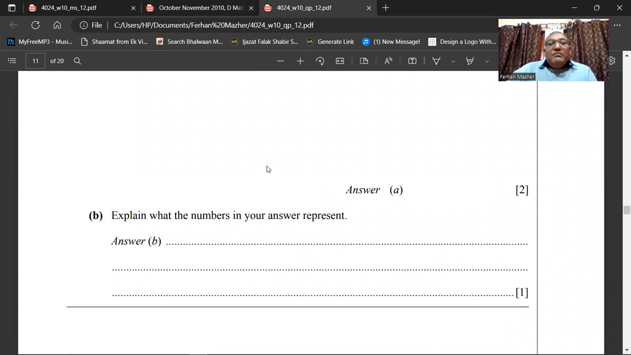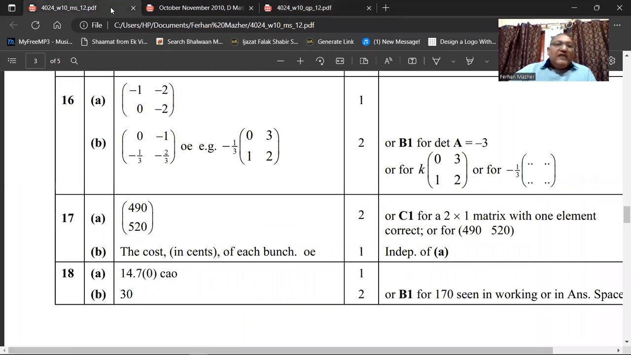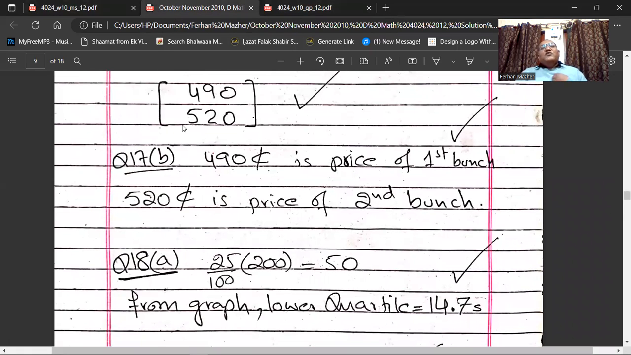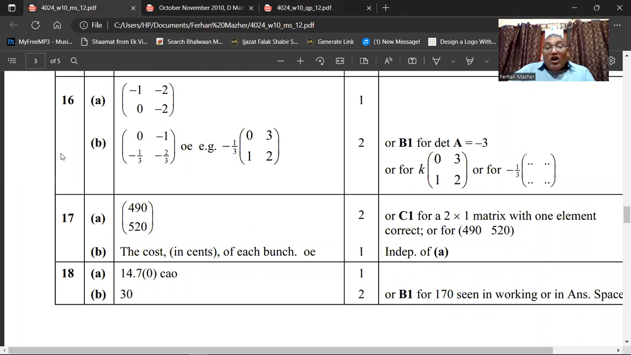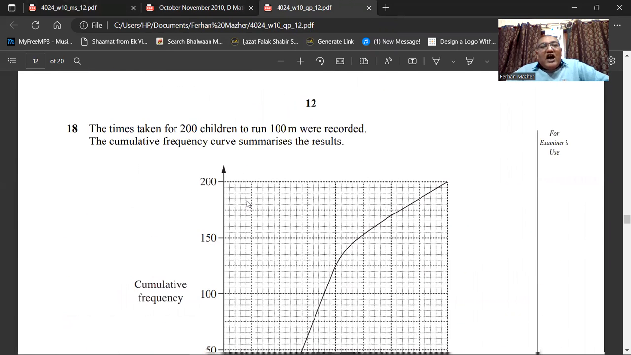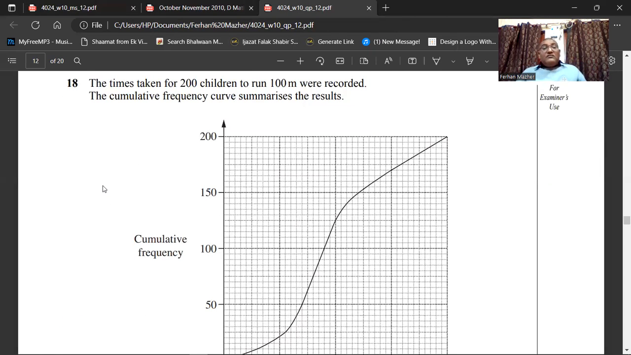Explain what the numbers in your answer represent. They show that 490 cents is the price of the first bunch, and 520 cents is the price of the second bunch. So this is representing the cost in cents of each bunch. Hopefully you have understood this question. This was question number 17. Now we are going to the next question.